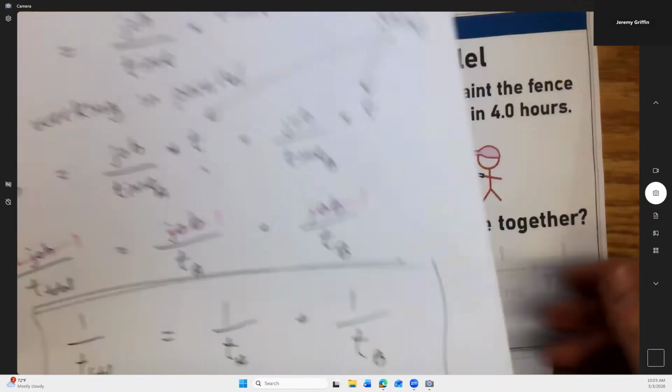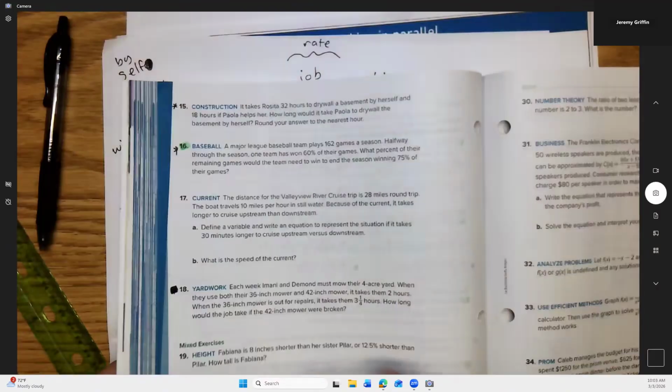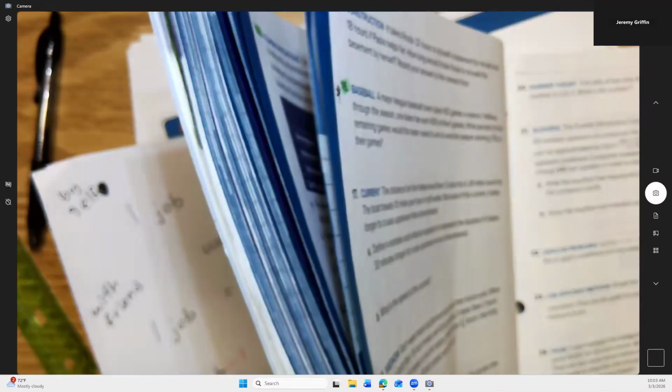All right, so let's get back to the book then. Back to the book. Okay. So the book here, we got. All right, we're going to turn this into an equation.